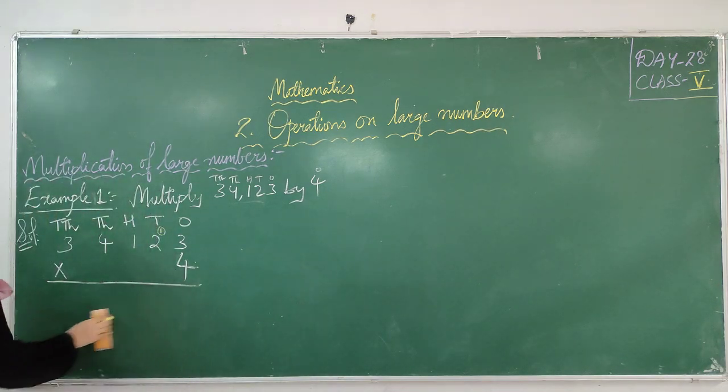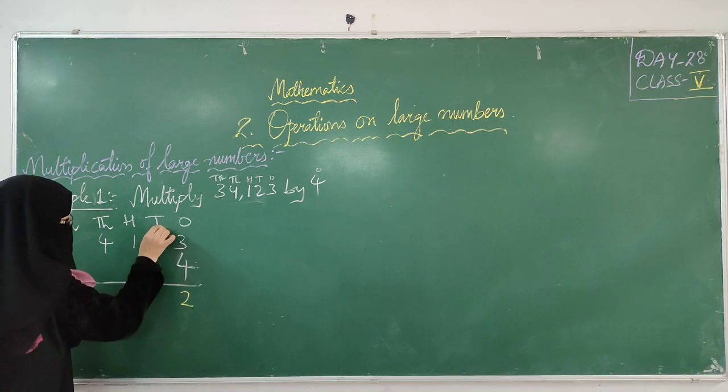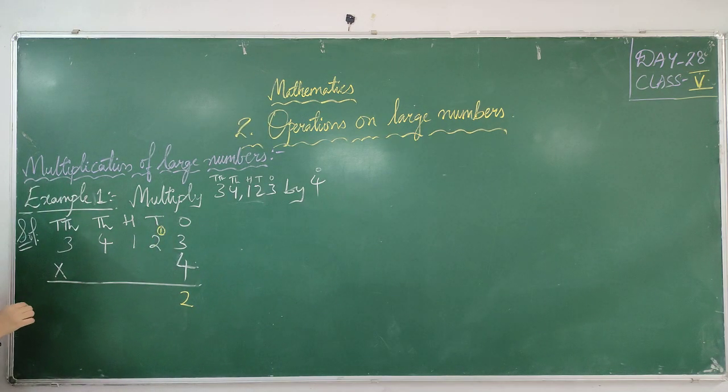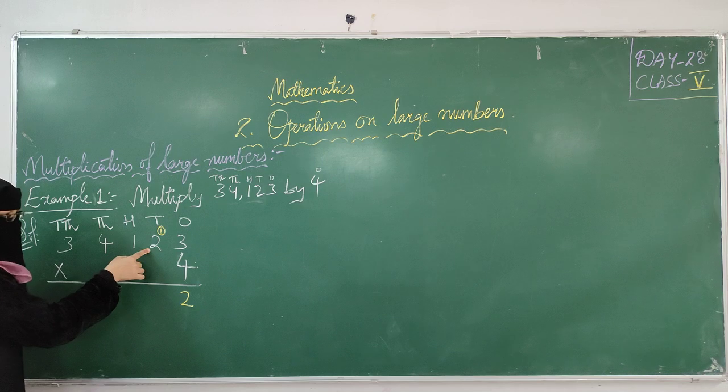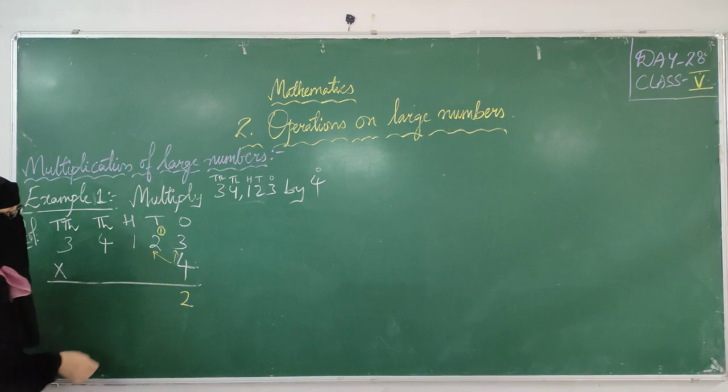So 4 threes are 12, right? So I am keeping 2 here and I am sending 1 as a carry. Okay, next 4 twos are, multiply like this. See, 4 threes we did. Next 4 twos are.